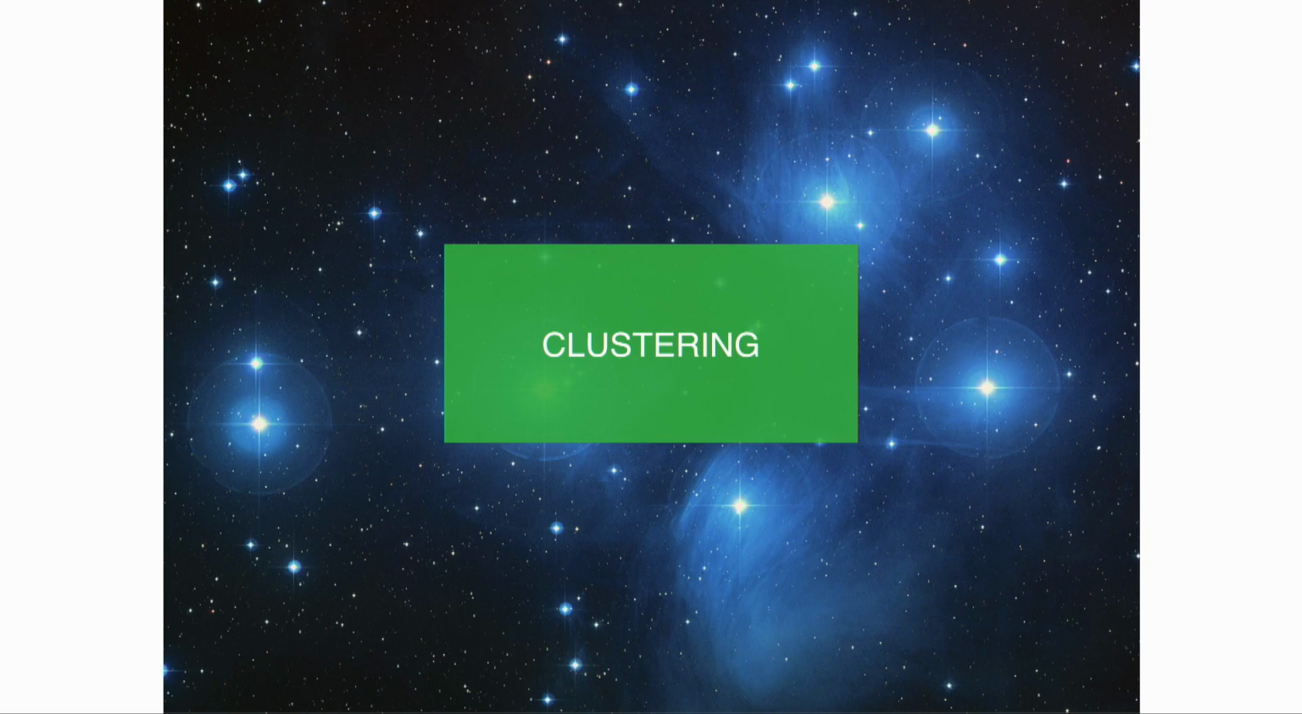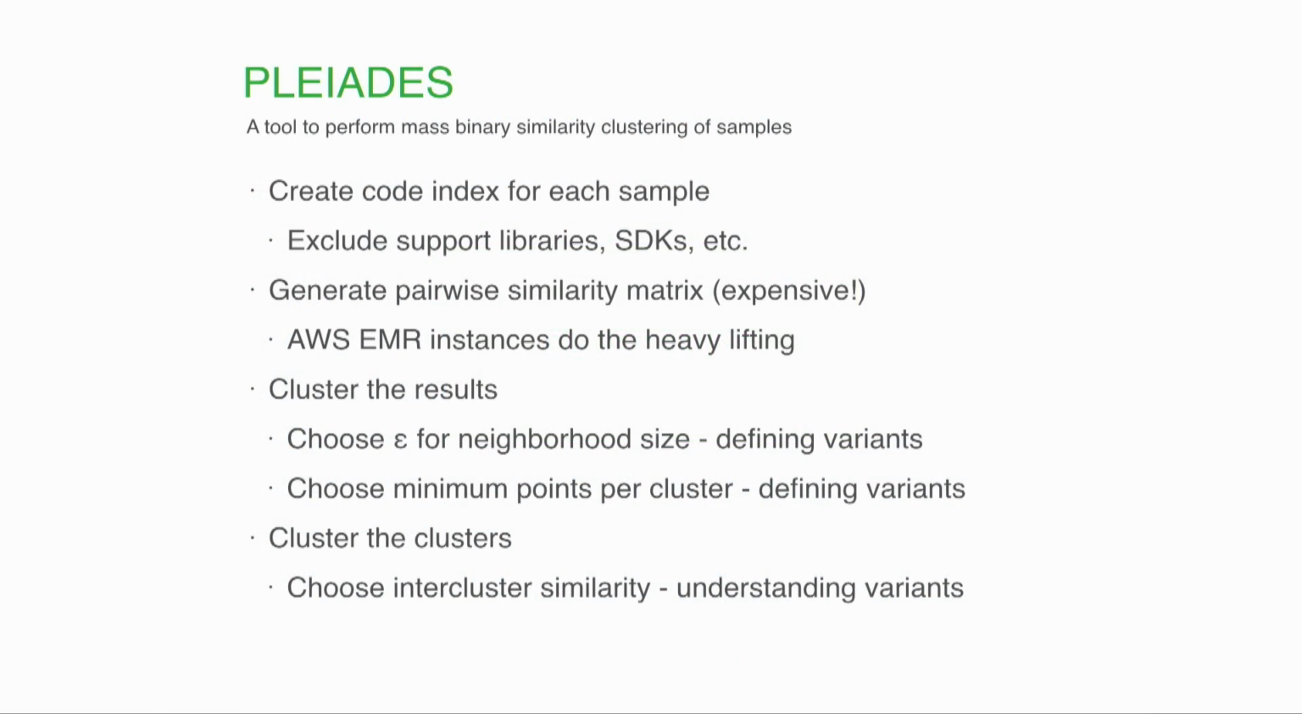Once all of this is done, we do some clustering. We have a tool called Pleiades, which does mass binary similarity clustering. It'll create a code index for each sample, just on the relevant malicious code, and then create a pairwise similarity matrix. So everything in the group of samples that we want to cluster will be given a code distance from every other sample. And we do this by pushing it all up to AWS and having it crunch away there.